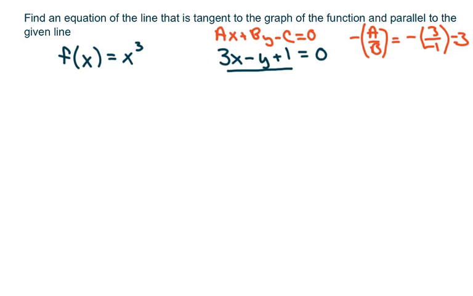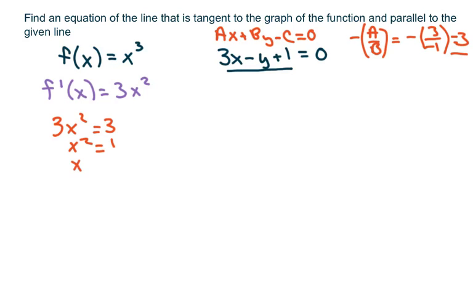So we know parallel lines have the same slope. The next thing we're going to do is take the derivative of this function, which is 3x squared. Now we equate the derivative with the slope, and we get x squared equals 1, so x equals plus or minus 1. Now let's get our 2 points. f of 1 equals 1, and f of negative 1 equals negative 1, because negative 1 cubed is negative 1.